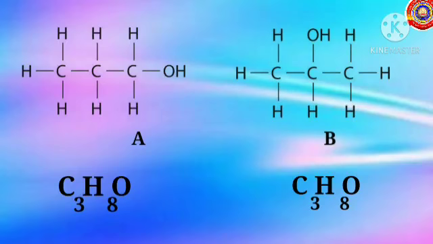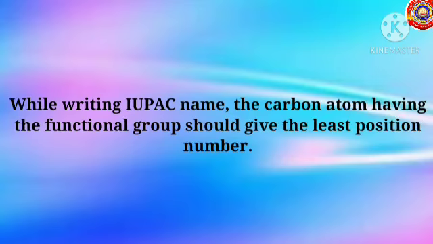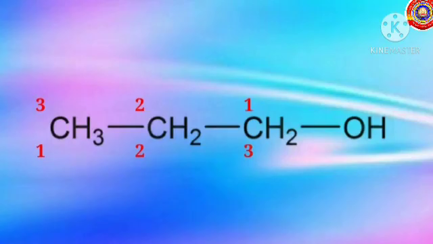So what difference do you observe in these compounds? Very good. There is a change in the position of the functional groups, right? So if there is a change in the position number of the functional group, there will be a change in the IUPAC name also, right? So always remember, while writing the IUPAC names, the carbon atom having the functional group should be given the lowest position number. Now see the position numbers given to the carbon atoms. Which way of numbering is the right one? Yes, from right to left, so that the carbon atom gets the position number 1.